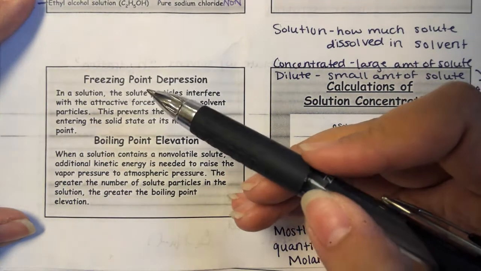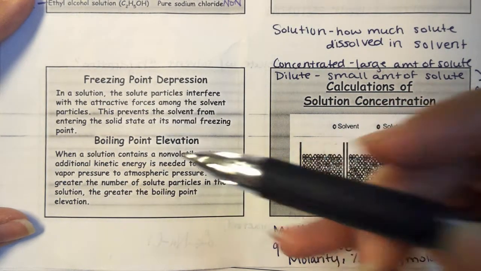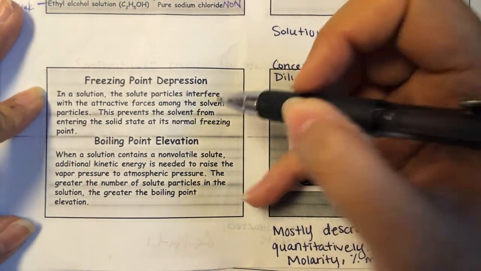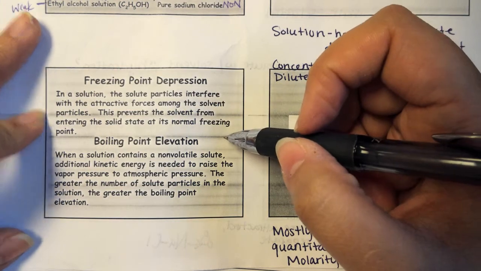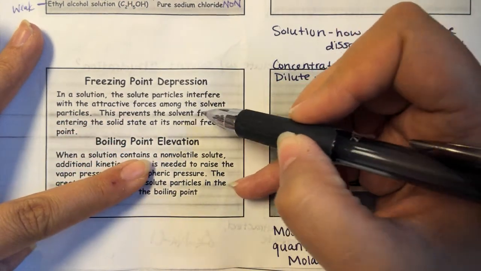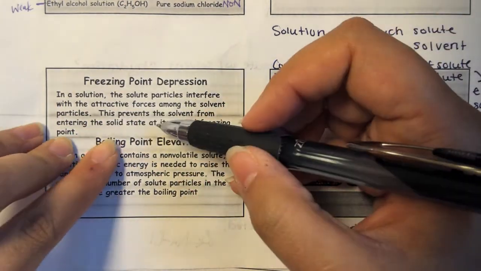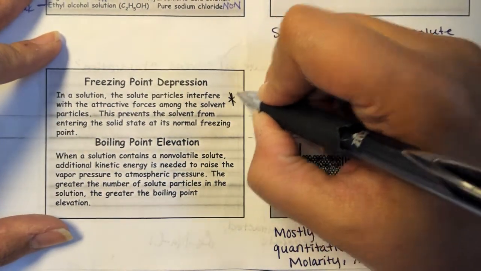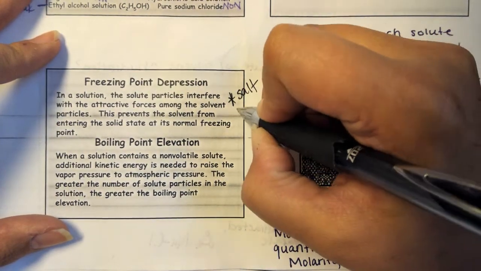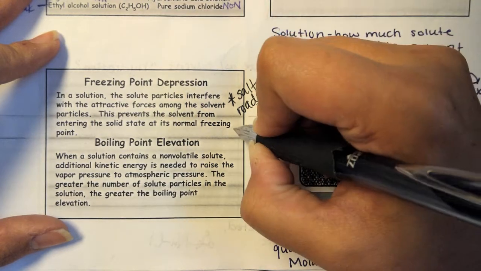What we are going to look at in more detail is the freezing point depression and boiling point elevation. In a solution, the solute particles interfere with the attractive forces among the solvent particles. This prevents the solvent from entering the solid state at its normal freezing point. So this is why we salt roads in winter.